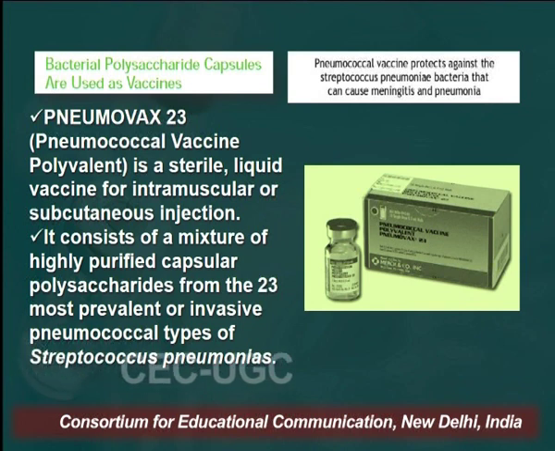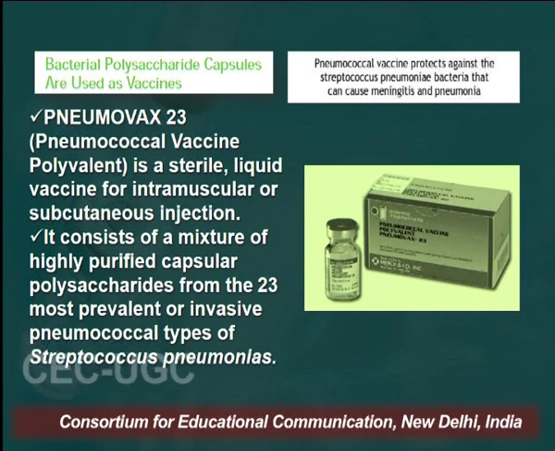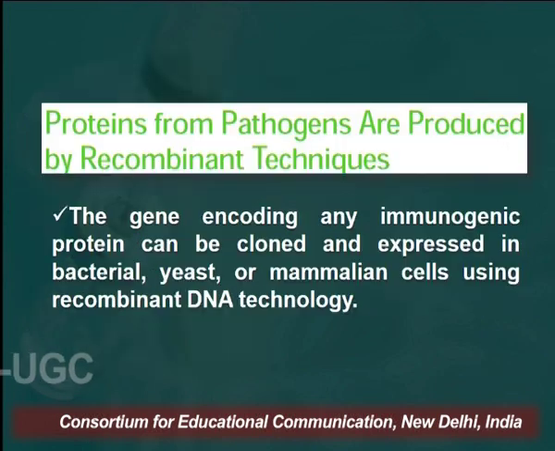The vaccine which is given for Streptococcus pneumoniae is called Pneumovax 23. Pneumovax is basically a polyvalent pneumococcal vaccine, generally administered by intramuscular or subcutaneous injection. It is a mixture of purified capsular polysaccharides of the 23 most prevalent variants, the types of Streptococcus pneumoniae. That's why it is called Pneumovax 23.